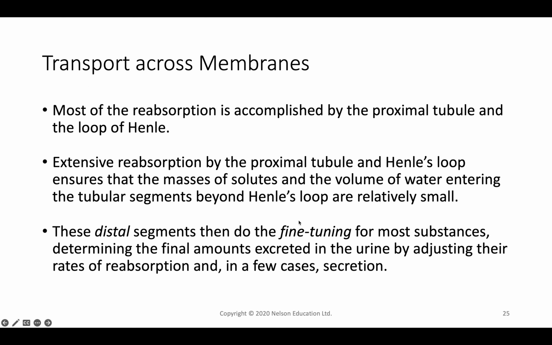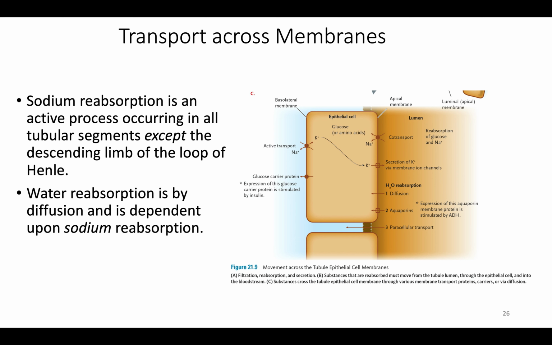Now, the distal segments are going to be the fine tuning. So those early segments are just going to be mass flow, and the distal segments are going to allow determining the final amounts of XYZ excreted in the urine by adjusting things like rates of resorption, and if we have too much in the body, secretion of something that we should not have resorbed in the first place. So we can increase or decrease our rate of resorption, or we can secrete something that we have too much of and we need to eliminate.